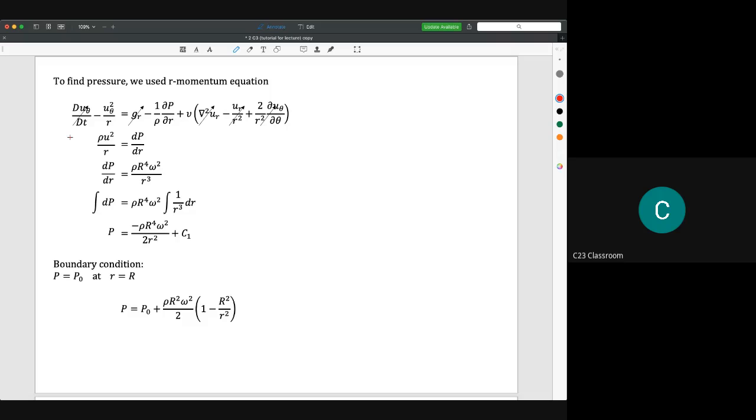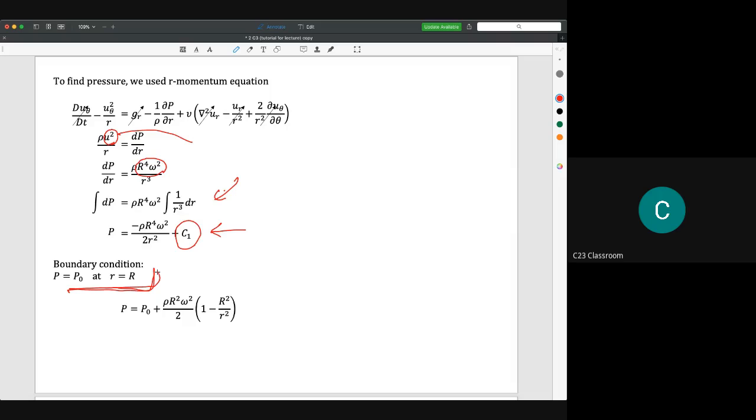Then we could rearrange this one, and substitute the value of u here, because u represents the linear velocity. So we substitute with the rotational velocity, and then we do the integration, so we could get this value. When you integrate something, the constant comes out. Then we need to determine the constant, whether it is equal to zero or not. The way is we substitute with the value of the boundary condition.